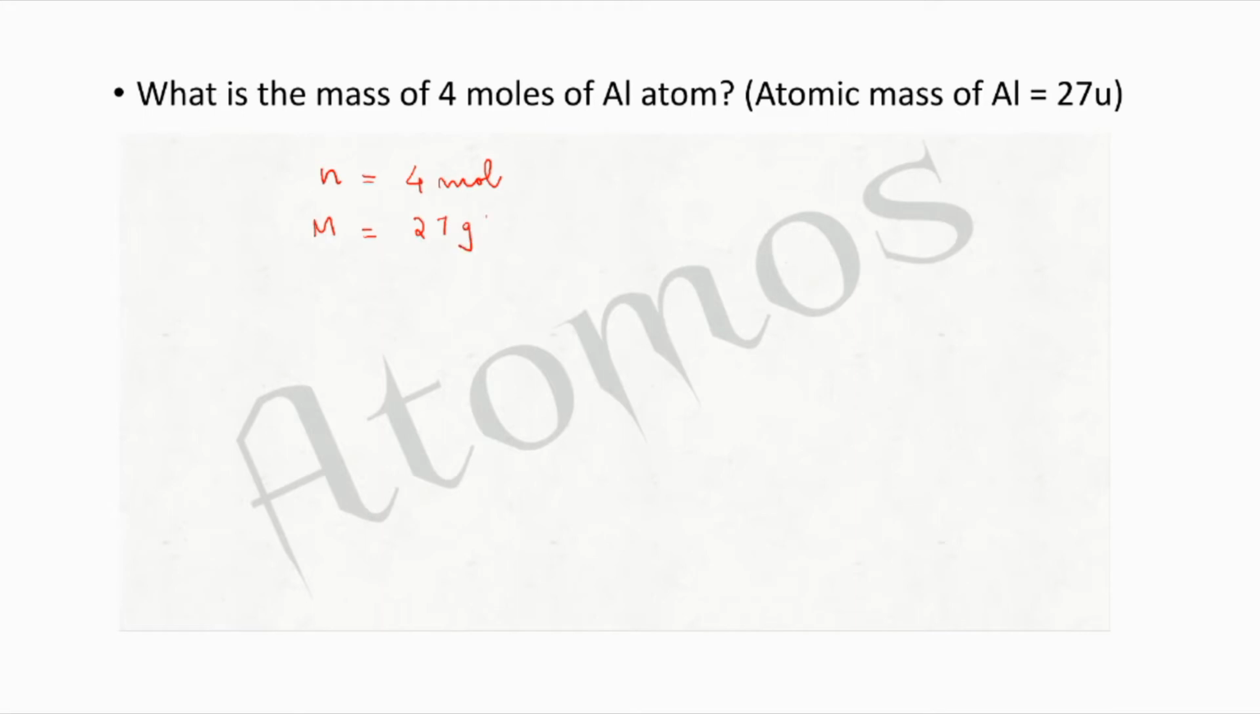That will be 27 gram per mole. Okay. So what's our shortcut formula? Yeah, number of moles is equal to given mass divided by molar mass. Correct? So we need to calculate the mass of 4 moles. So m is equal to n into M. So that will be equal to 4 mole into, so what's the molar mass? That will be equal to 27 gram per mole.